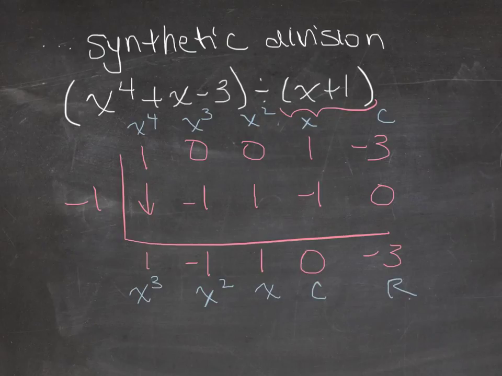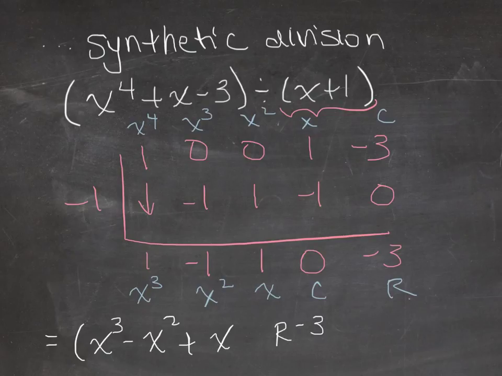So it shows that my solution to this division would be x cubed minus x squared plus x, and then a remainder of negative 3. I don't need that bracket there.